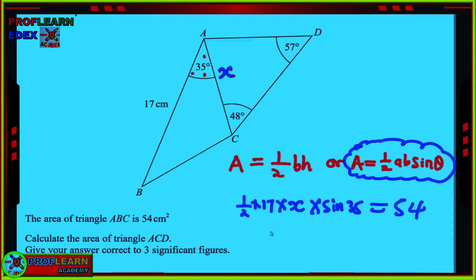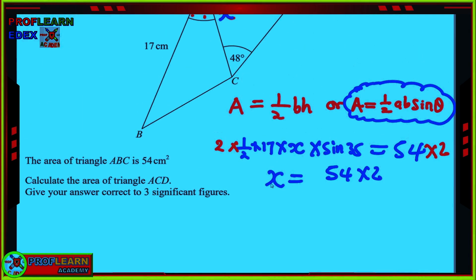And let's say our x basically is going to be 54 times 2, because of the half that we have at this given point, times 2 here. So we are going to cancel this guy and this guy here, and then we shall have divide by 17 sine 35, which is going to be equivalent to what?